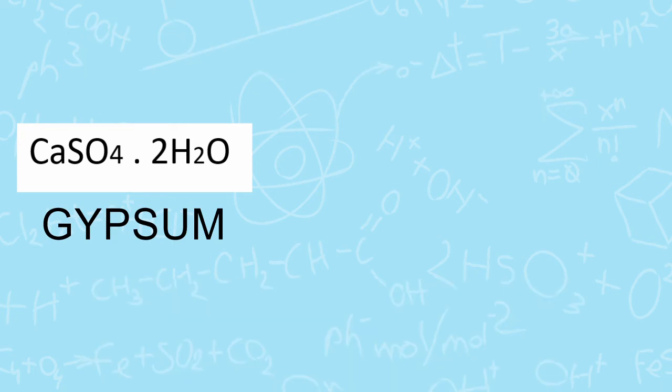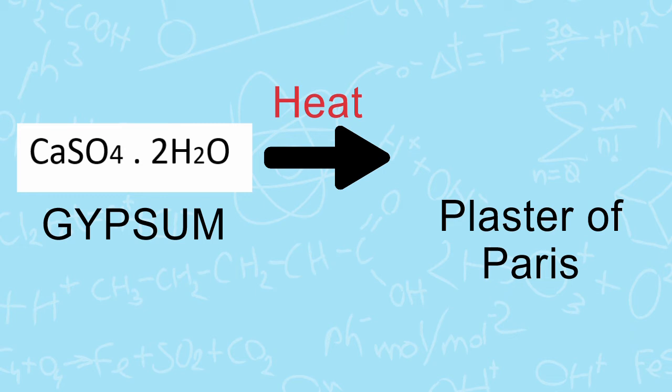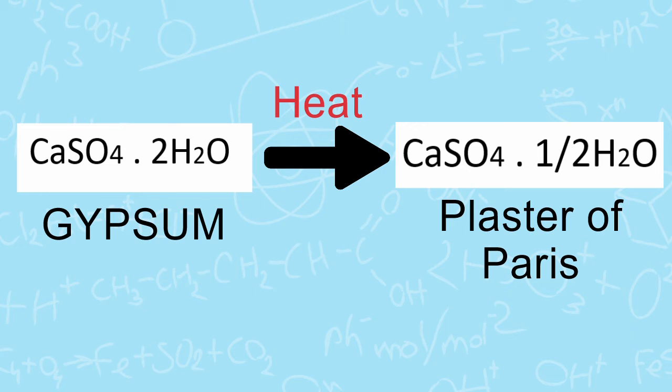If I take this gypsum and slowly heat it, I'm going to make it hotter. Whenever we heat, we notice that this water of crystallization will start leaving. At one point this salt becomes something called plaster of Paris. The chemical name for plaster of Paris is calcium sulfate hemihydrate. So the formula for it is CaSO4 dot half H2O. So it reduced from 2H2O down to half H2O.